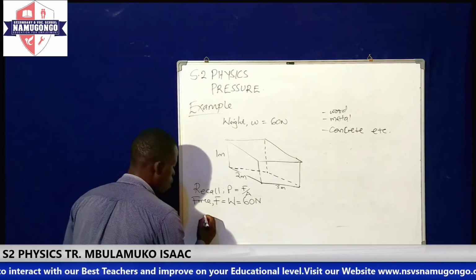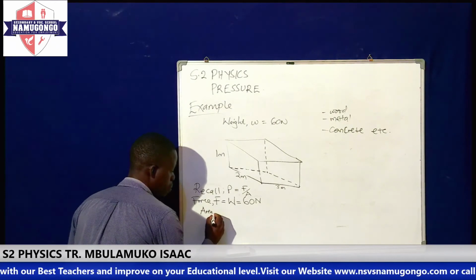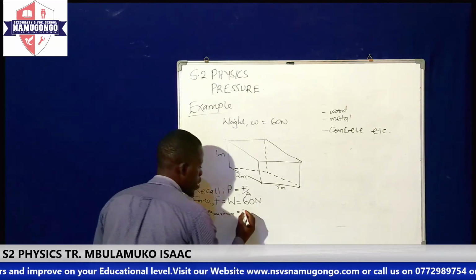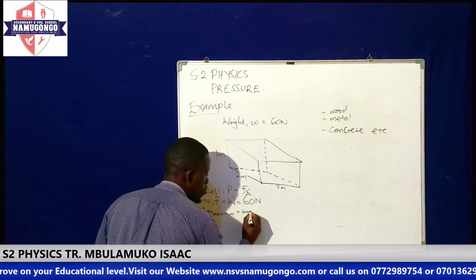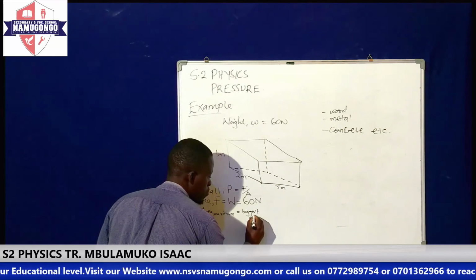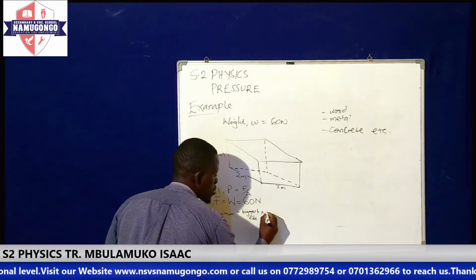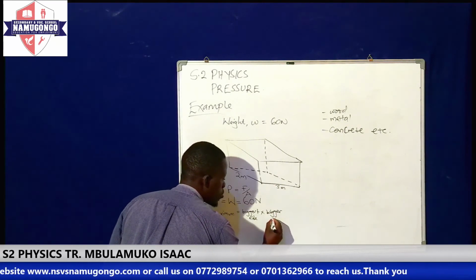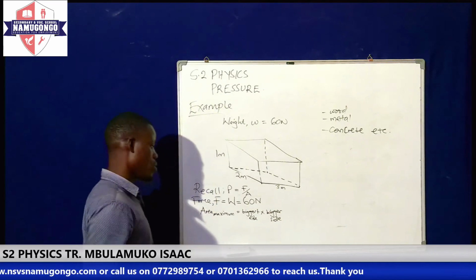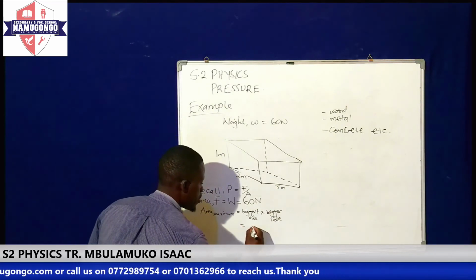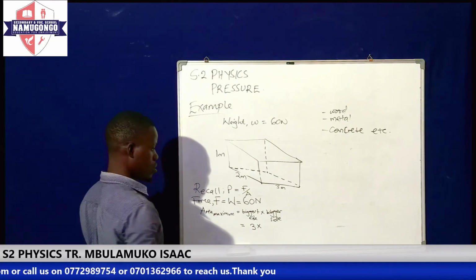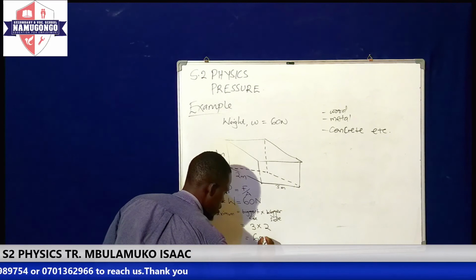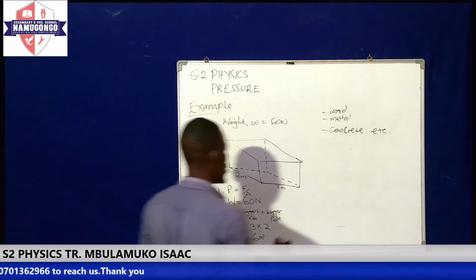In addition, now we need to find the area maximum. For us to get the area maximum, we get the biggest length or the biggest side times the next bigger side. Remember, area is got by length times width. So what is our biggest side? It is 3 meters times the next bigger is 2, which gives us 6 meters squared. The SI unit of area.